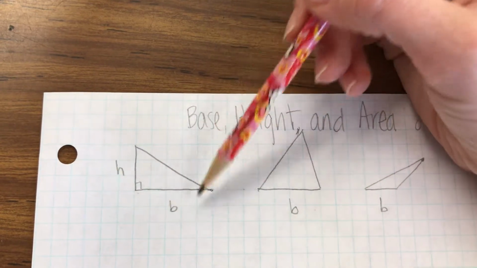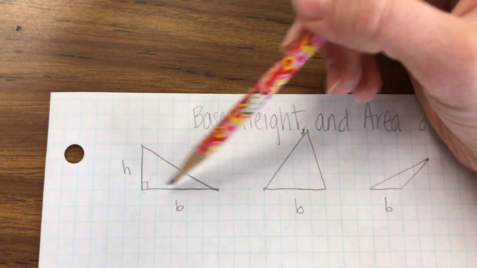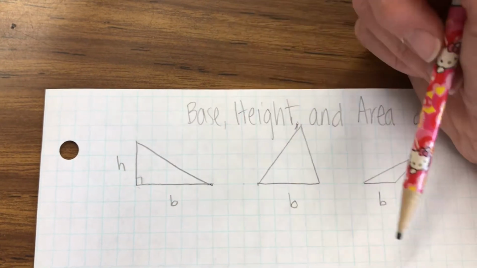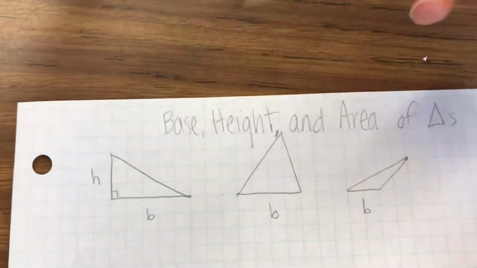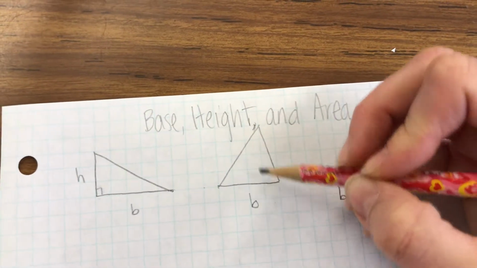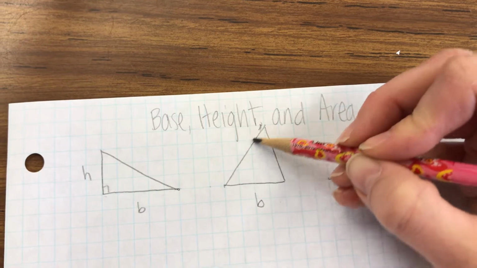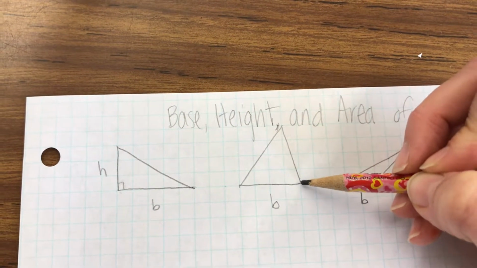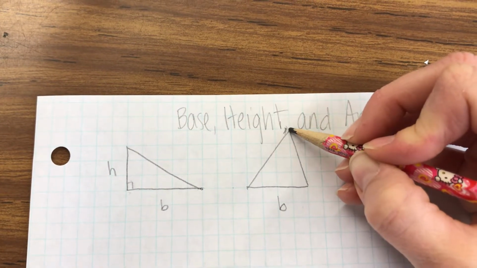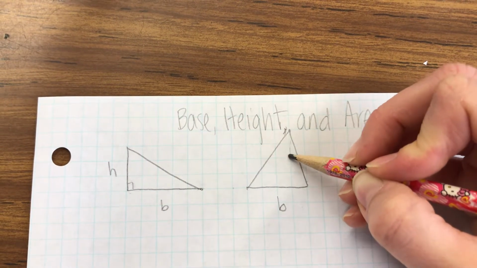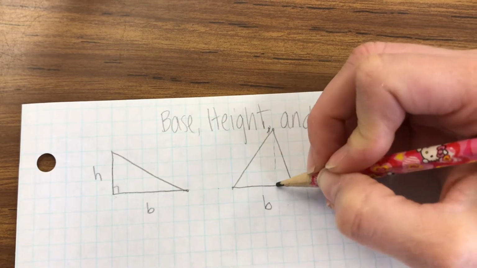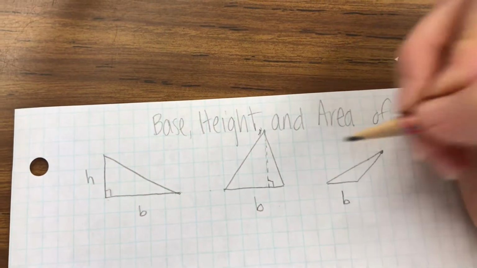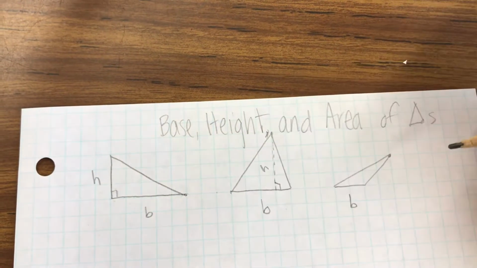So in some triangles, the height is actually one of the sides of the triangle, and the base is another side. That is in right triangles where you have a right angle already in the triangle. Other triangles do not have a side that could work as the height because they're not at a 90-degree angle to the base. So you might have to go from the very top peak straight down and draw in sort of an imaginary line here that's at a 90-degree angle to the base, and that would be considered your height.